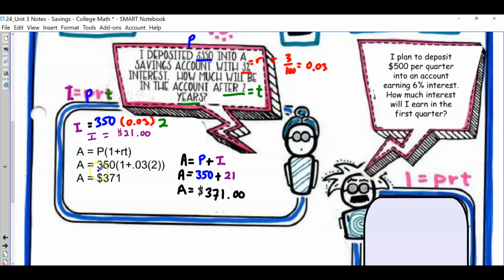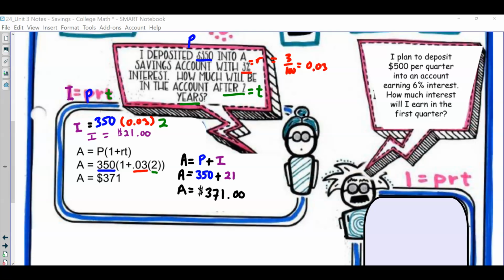So we put that for P. And then we had R, which is your 0.03. And then you have your time, which was 2. And notice the calculator is going to do the multiplication first, then it's going to add 1, and then it's going to times the 350. Okay, and if you do that, it will give you an answer of 371, which is exactly what we got here.